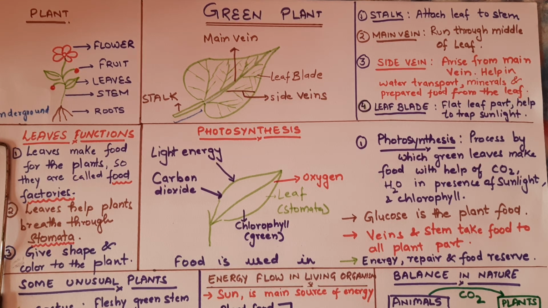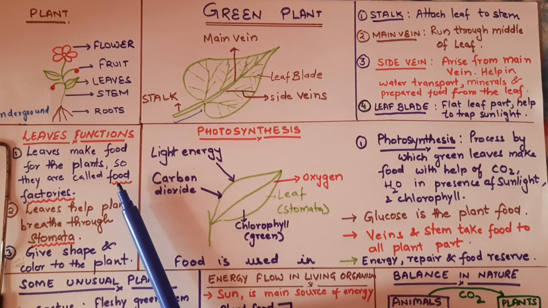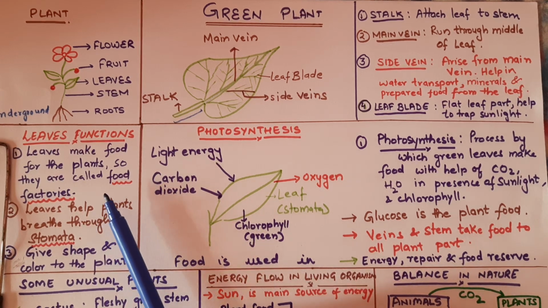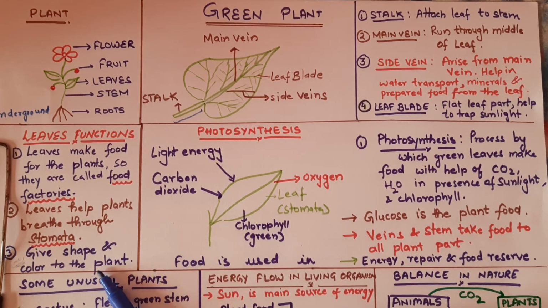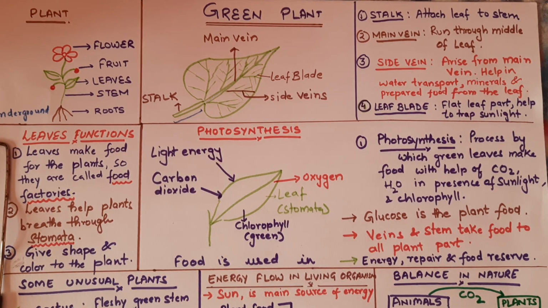Some leaves are very dark, very broad, some leaves are very narrow, needle-like, right? So it will give a shape or color to the body also. Now before moving on to photosynthesis, let's quickly learn the leaf functions in a few words. First, they make food for the plant. They help plants to breathe. The third one is they give shape and color to the plants.